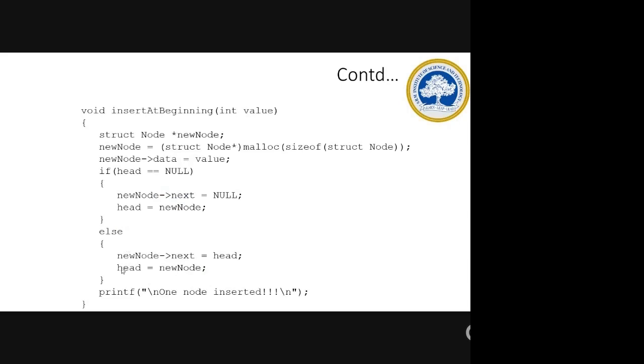Don't interchange it; don't write new node is equal to head, that will be wrong. From the assigning procedure, I think you know, A is equal to B means B is assigned to A, not A is assigned to B. Similarly, new node is assigned to head. However many times you insert a value, this insertion procedure will be called in the main part, and whenever you include a value here, new memory will be dynamically created. Then it will check for the null condition; if it is an empty list, this procedure will be followed, else this procedure will be followed.